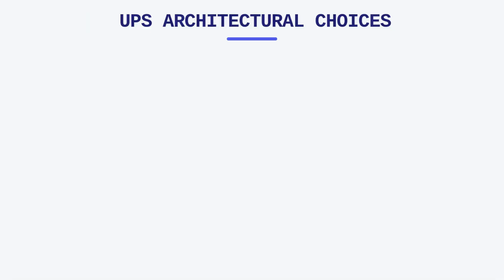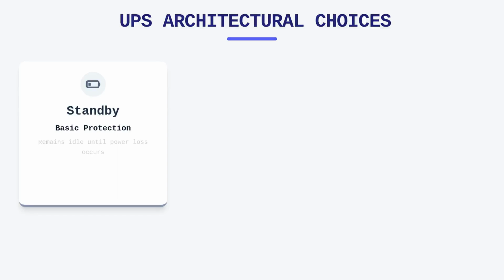When selecting a UPS, you have three primary architectural choices: standby, line interactive, and double conversion. Standby UPS systems offer the most basic protection, remaining idle until a power loss occurs, at which point they switch to battery power, creating a momentary gap in delivery.